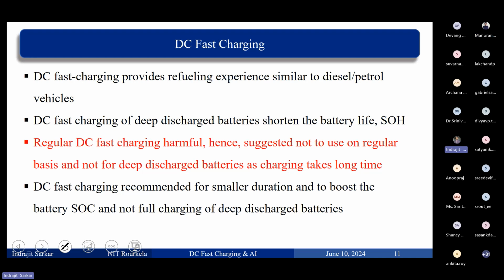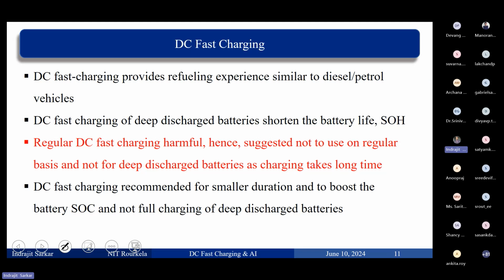Instead of that, let's say you provide an opportunity for that e-rickshaw operator: we have a fast charging station, you come here, it will take only half an hour to refuel, and then you go for your business. That will be helpful for that e-rickshaw owner. So this is how DC fast charging is going to help that person.